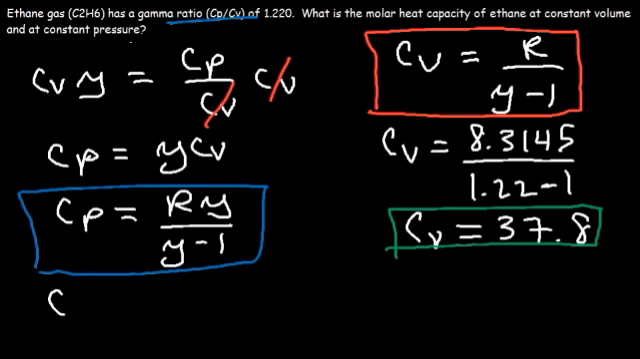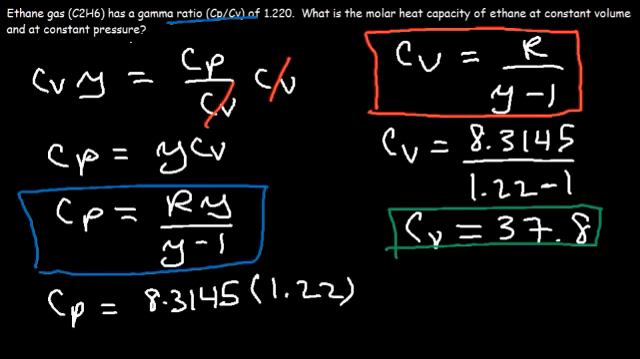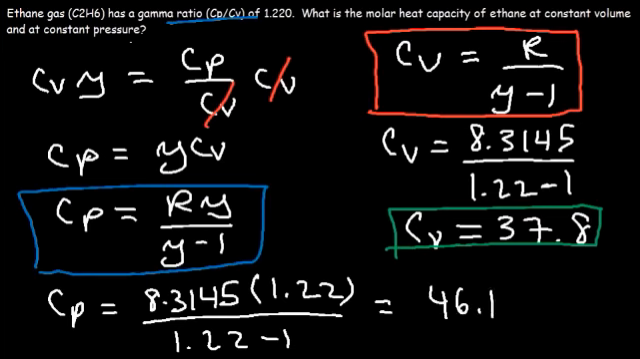Now at constant pressure, we can take R, which is 8.3145, multiply it by gamma, divided by gamma minus 1. So 8.3145 times 1.22 divided by 0.22 is 46.1. So that's the molar heat capacity at constant pressure. So that's how you can find it given the gamma ratio.